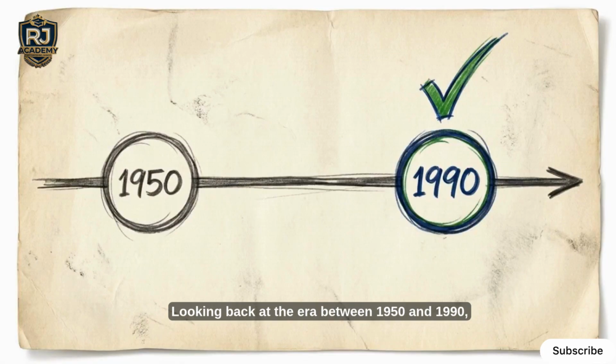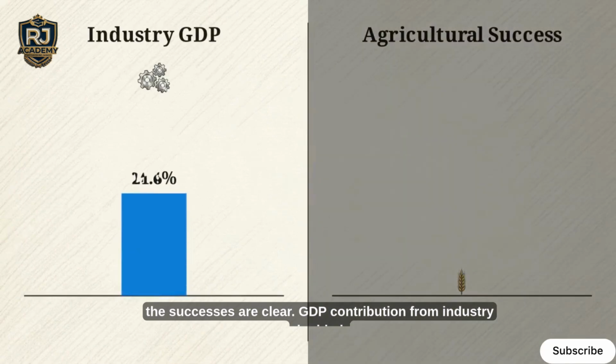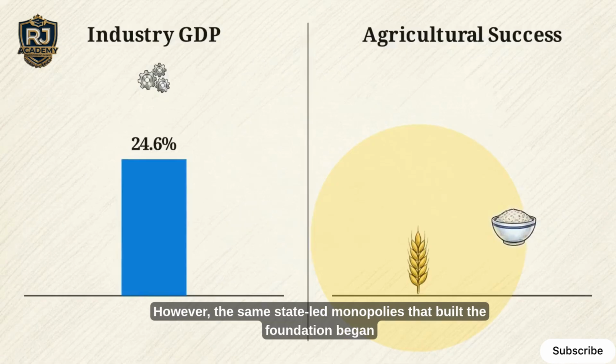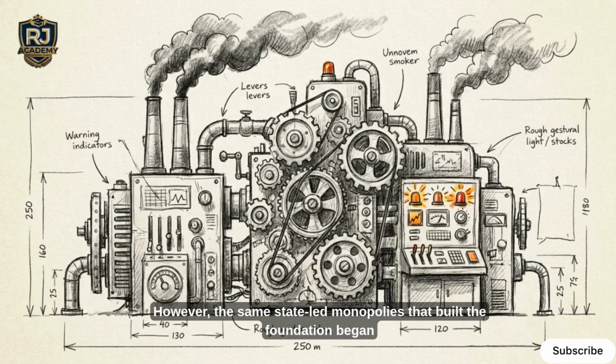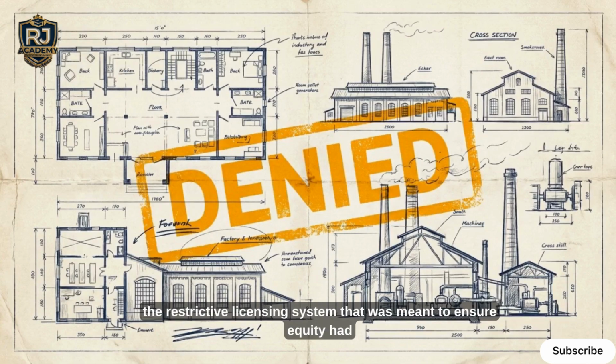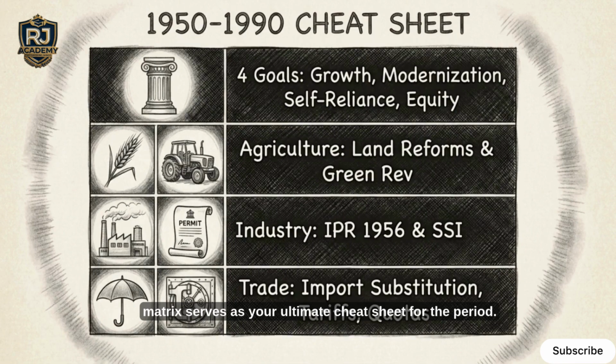Looking back at the era between 1950 and 1990, the successes are clear. GDP contribution from industry doubled, and the Green Revolution ended the threat of famine. However, the same state-led monopolies that built the foundation began to struggle with inefficiency. By 1990, the restrictive licensing system that was meant to ensure equity had often become a hurdle for new private innovation. This matrix serves as your ultimate cheat sheet for the period.